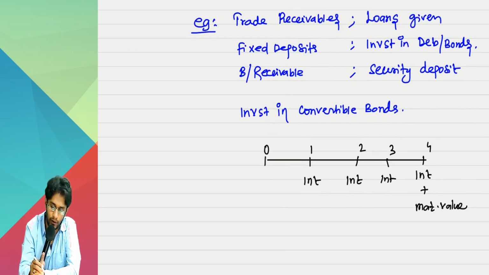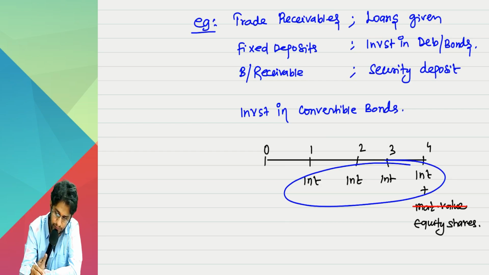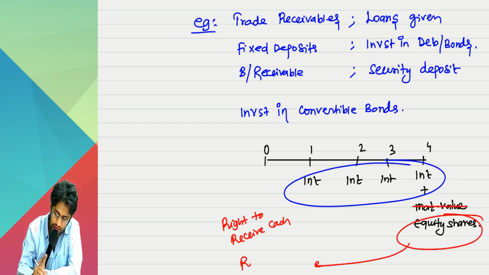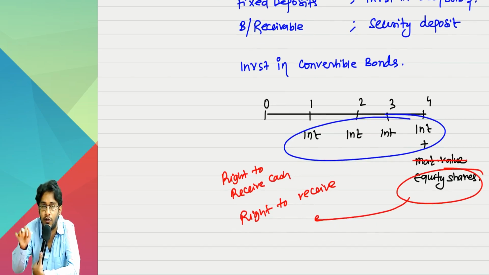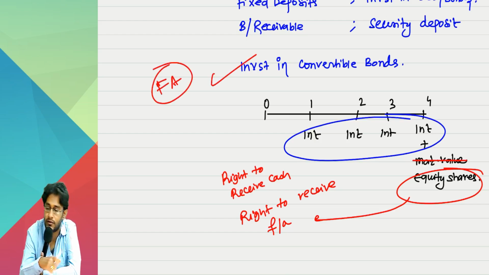But this is not a redeemable bond. This is a convertible bond. So instead of the maturity value, I will be receiving the equity shares of the company that has issued the bonds. As far as the discussion up to here is concerned, this is a contractual right to receive cash. This is a contractual right to receive equity shares of another entity, which is also a financial asset. So this also will become a financial asset.